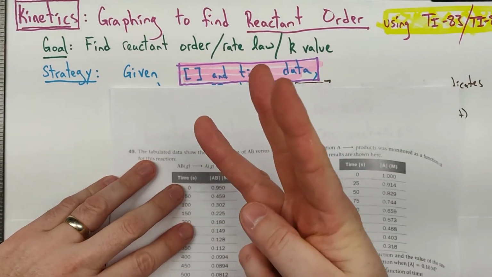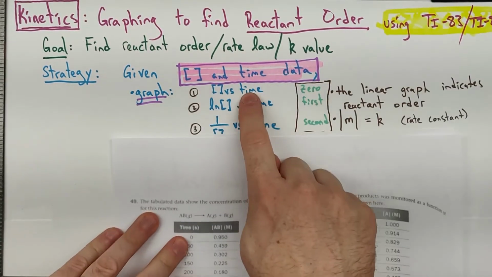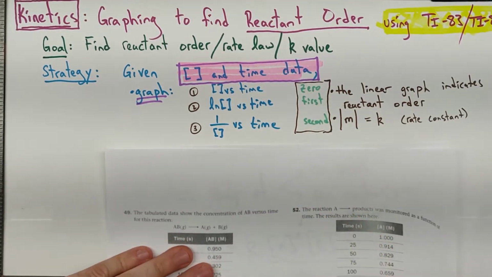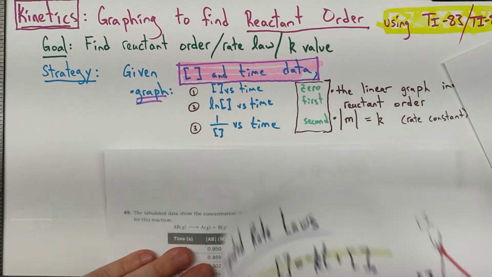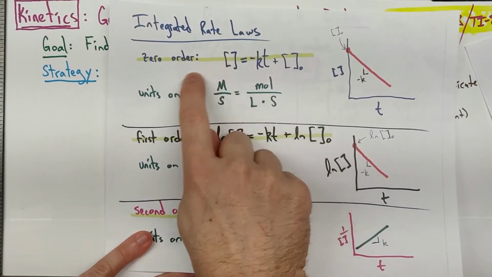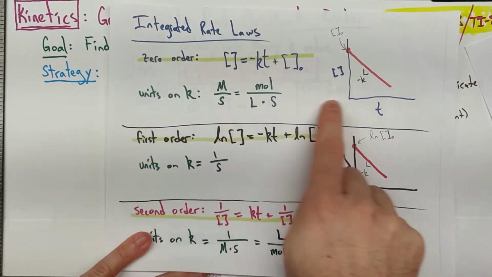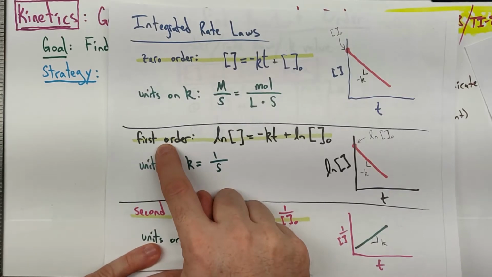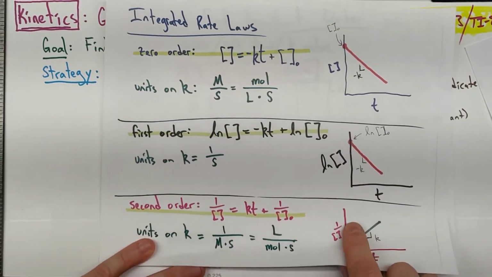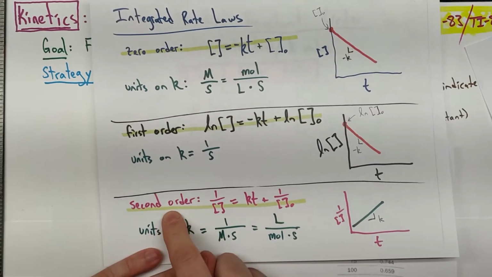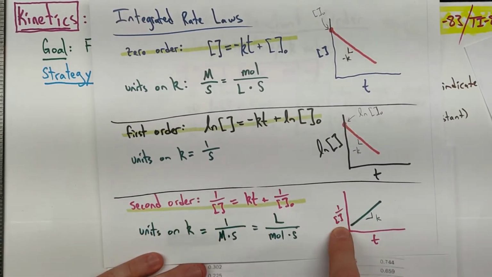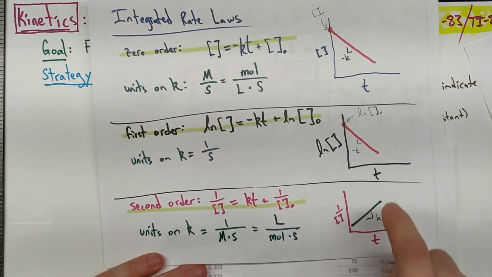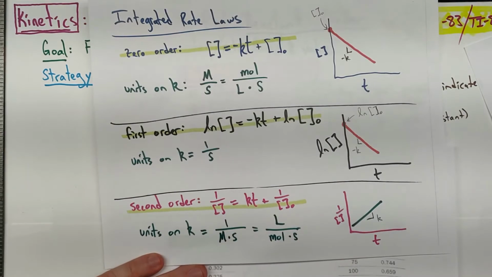There are three things you have to do here: graph concentration versus time, natural log concentration versus time, and 1 over concentration versus time. The reason we do that is because it corresponds to some integrated rate laws. If you have a zero-order reactant, it's going to graph concentration versus time linearly. If you have a first-order reactant, like in nuclear decay, it's going to graph natural log concentration versus time linearly. If you have a second-order reactant, it's going to graph 1 over concentration versus time linearly with a positive slope. So you'll notice the negative slope, positive slope, corresponding to our rate constant.